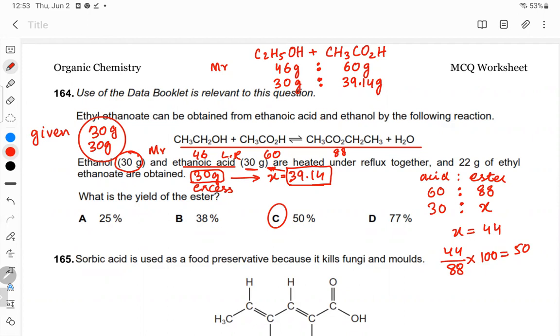And if ethanoic acid is 30 grams, then it clearly indicates that all of the ethanol is not consumed, because to consume the whole 30 gram of ethanol, we must need 39.14 gram of ethanoic acid. So it is indicating that if the mass of ethanoic acid used is 30 gram, then there must be some mass of ethanol which is left unreacted. Is this clear? Yes, is this point understandable to everyone?